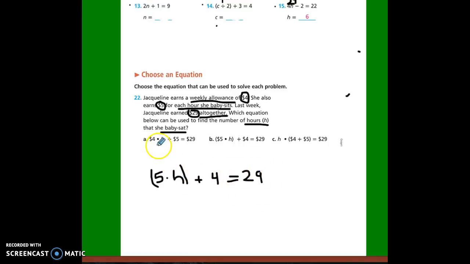So then we look at our equations and see if we can find one that matches. Nope, that one doesn't match. But B matches perfectly. And this wouldn't work because this was saying then that she would get her allowance for every hour that she babysat, and that doesn't make sense. So the answer is 5 times h plus 4 equals the $29 she earned.